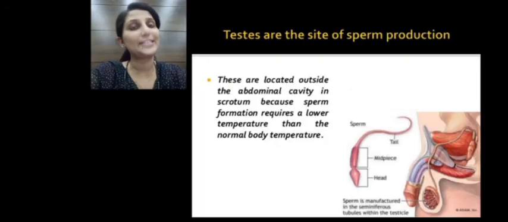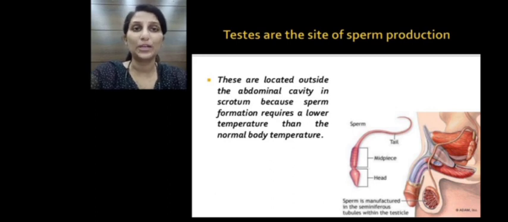The location of the testis is extra-abdominal. It is present outside the abdomen, and there is a specific reason for its position. In order for the testis to produce sperms, it is necessary that its temperature be maintained lower than the internal body temperature. For that reason, the testis is placed outside the abdomen in a sac-like structure called the scrotum. This position inside the scrotum provides a lower temperature than the internal body temperature, and that facilitates sperm production. Sperm is the male gamete.